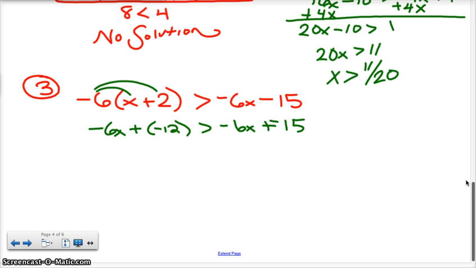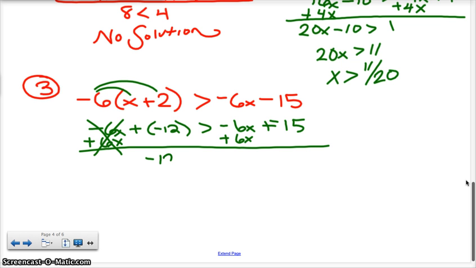Get x to one side, plus 6x, plus 6x. What happens? It's all gone. The variable's disappearing. Vanish. -12 is bigger than -15. Lots of kids wrote that as false. Remember, the bigger the negative, the smaller the number. This is a true statement. Okay? It is all real numbers.